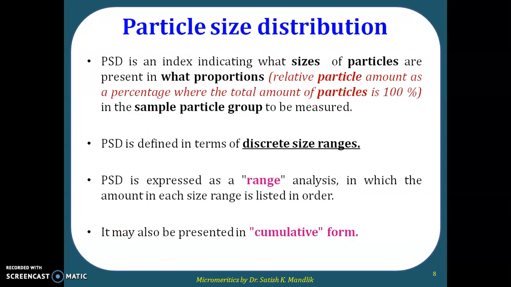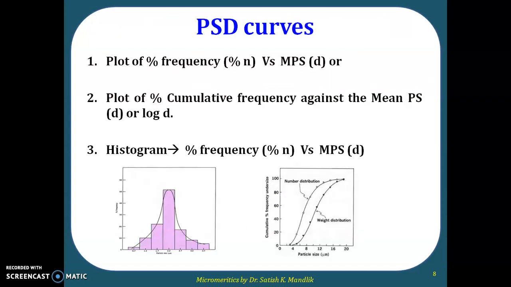Particle size distribution. It is an index of what sizes of particles are present in what proportions in the sample particle group to be measured. It is defined in terms of discrete size ranges. It is expressed as range analysis in which the amount of each size range is listed. It may also be presented in cumulative form.